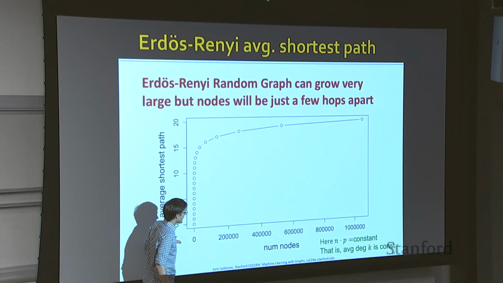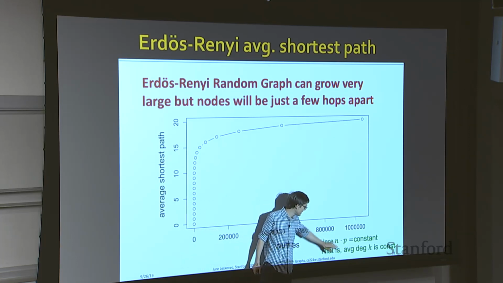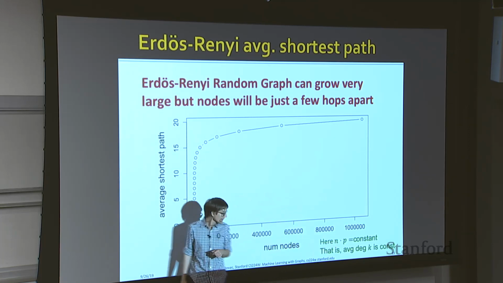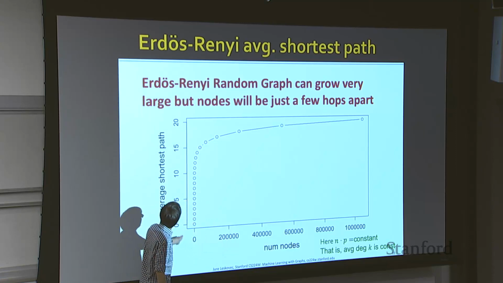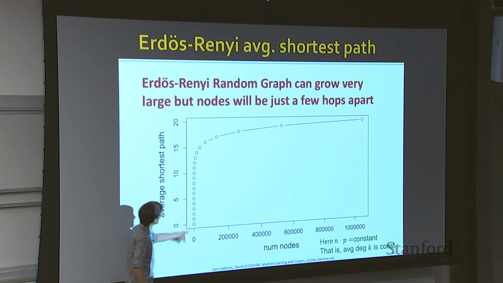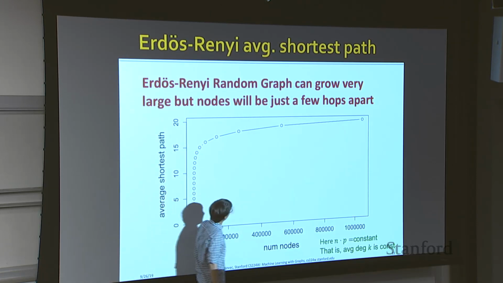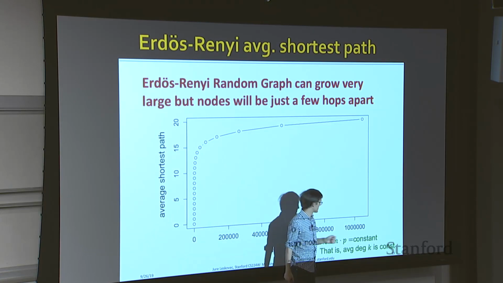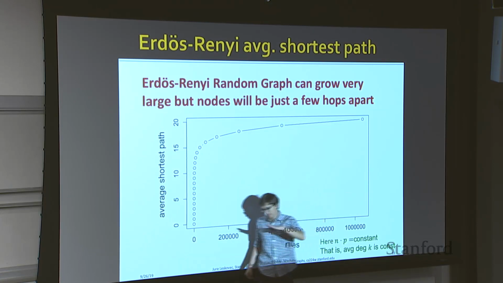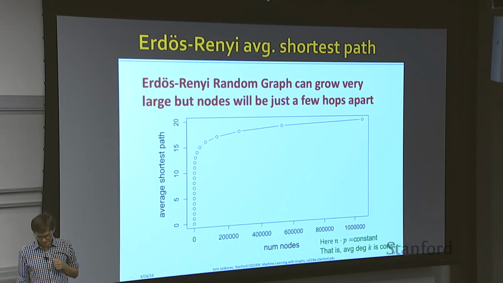Here, I'm generating graphs where n times p is constant, so the average degree is constant. And here is the size of the graph versus the diameter, the average shortest path. And notice how this has this kind of logarithmic shape, right? After a while, basically, it increases very, very slowly. I can be generating bigger and bigger graphs, but the diameter is just very slowly increasing, okay?